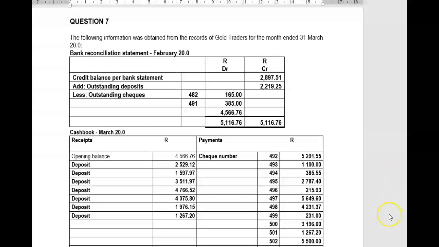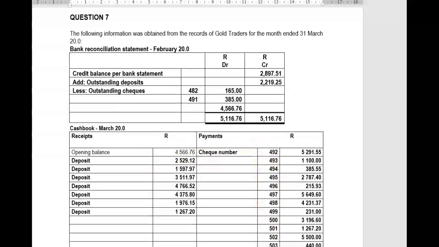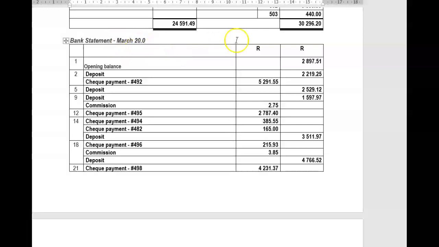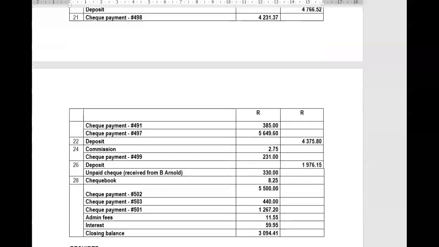Now question 7, I gave you question 7 to do so that you can actually practice how to do a bank reconciliation from start to finish. Now they gave you in question 7 the previous month's bank reconciliation statement. They gave you the cash book for the current month, all the deposits on the debit side, all the payments with the check numbers on the credit side. Then what I also gave you is an extract of the bank statement for March with all the entries that went through for that month.